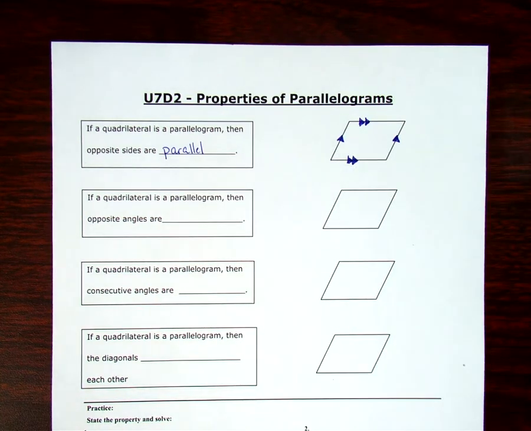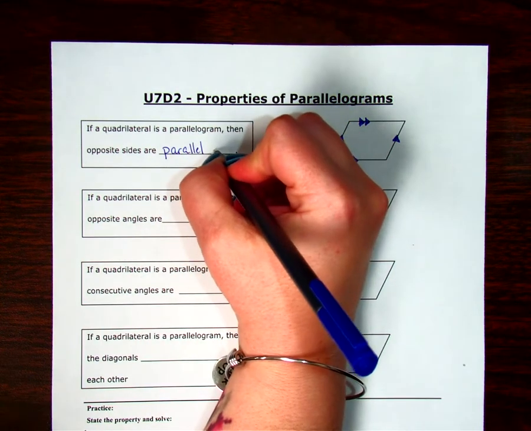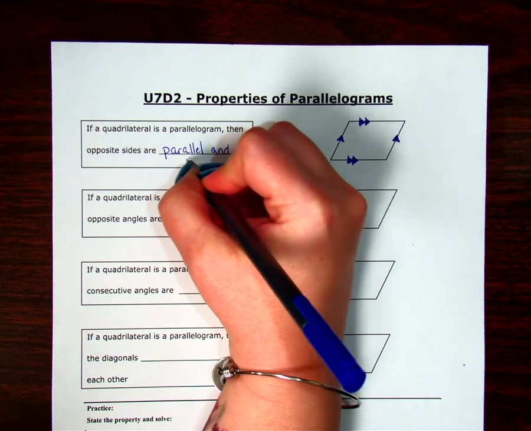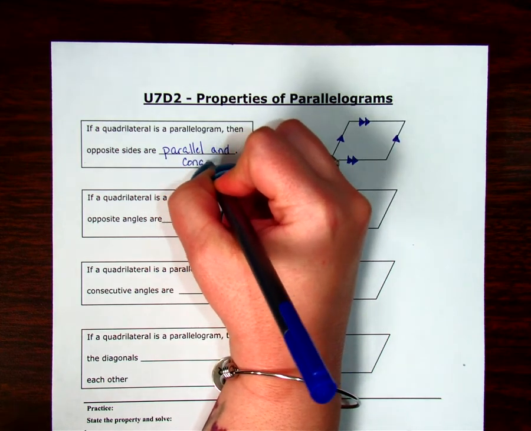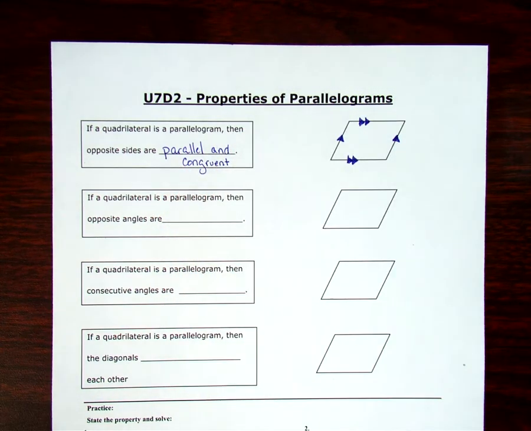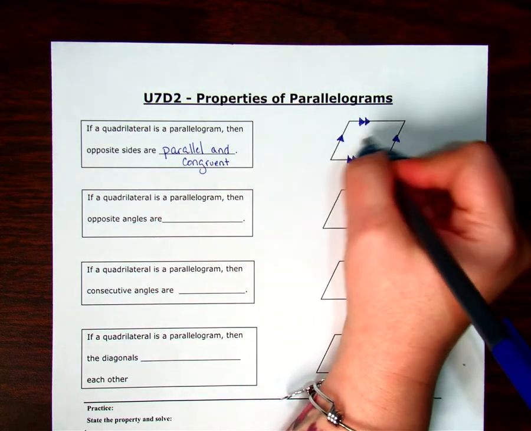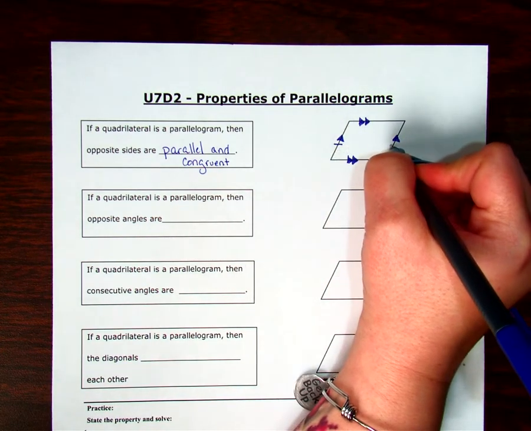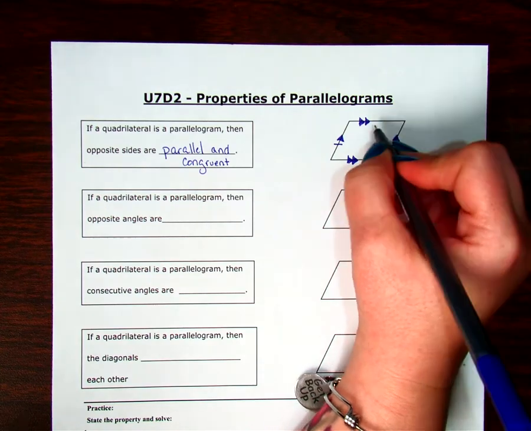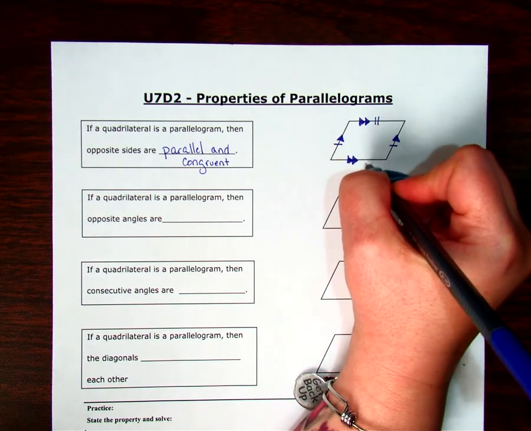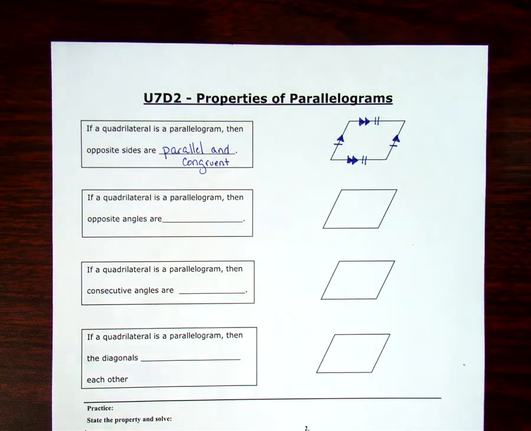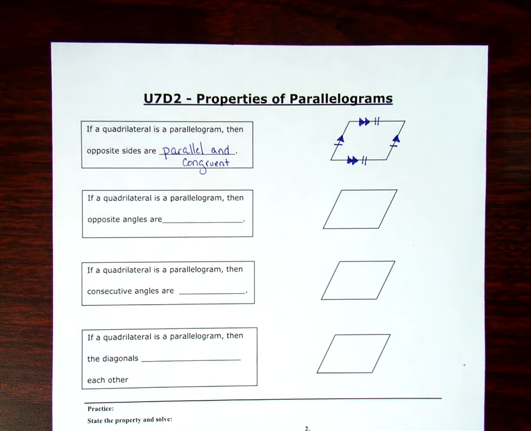Okay, but that's not all. My first property includes a little bit more. Not only are my opposite sides parallel, we're going to say and they are congruent. So that means not only are they parallel, but the left side is the same length as the right side, and the top is the same length as the bottom. That will be true for every parallelogram. The opposite sides will be both parallel and congruent.